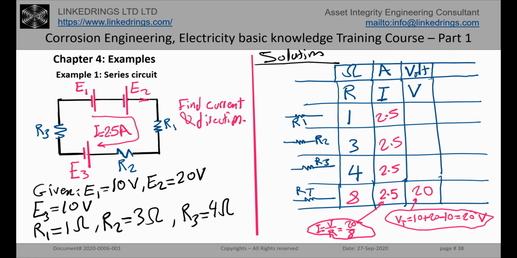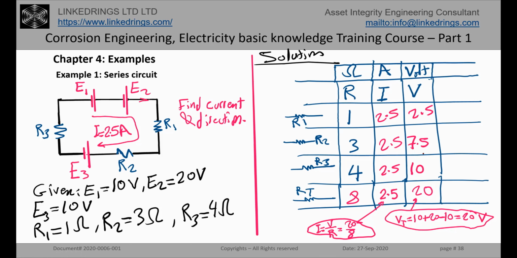The 3 electrical resistances are in series, so the current passing through all of them is the same current, 2.5 amps. Now, how much is V? V equals, by Ohm's law, IR. So 1 times 2.5 is 2.5, then 3 times 2.5 is 7.5, and the last one is 4 times 2.5, which is 10.